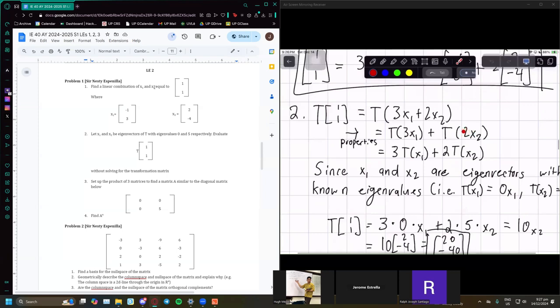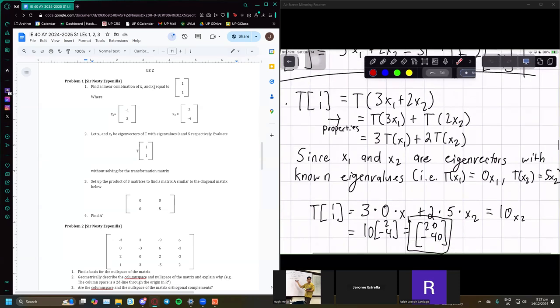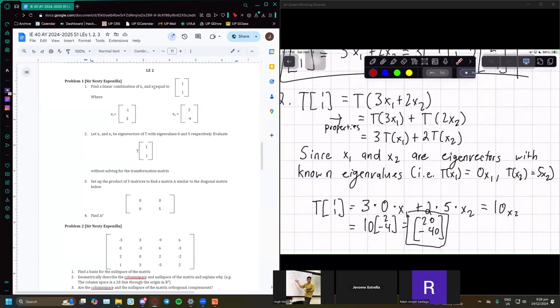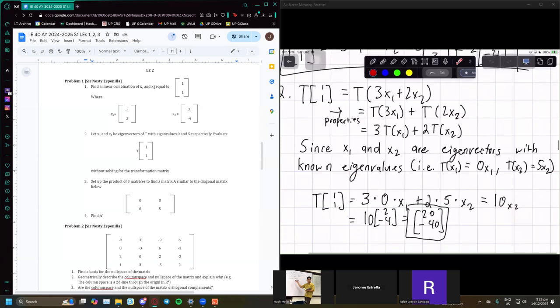Then since linear transformations are closed under multiplication, you can take out the constants here. So you can find that the transformation is actually equal to 3 times the transformation on x1 plus 2 times the transformation on x2. And then since x1 and x2 were established as eigenvectors of the transformation T, when you perform the transformation on those vectors they will simply be scaled. And we already know the eigenvalues as well. Basically, the transformation on x1 is the same as 0 times x1, and the transformation on x2 is the same as 5 times x2.